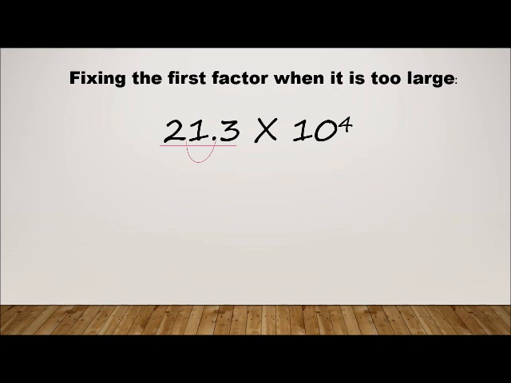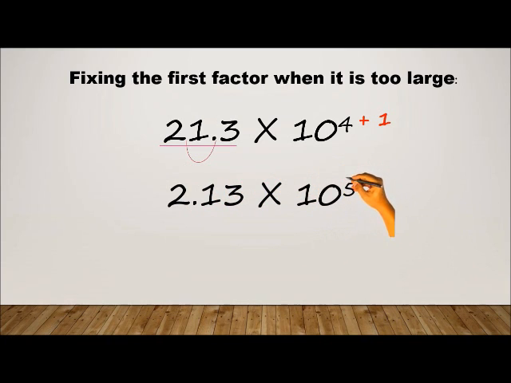If I were to move my decimal once to the left, then it would be 2.13, which would fit our rule. In order to move the decimal 1 to the left, I'm going to have to adjust the power of 10 in order to keep the same value in my answer. Since I am 1 too large, I'm going to add 1 to the power of 10. When I do that, I'm now allowed to adjust my first factor, and then I will add those exponents. What I get is 2.13 times 10 to the 5th.